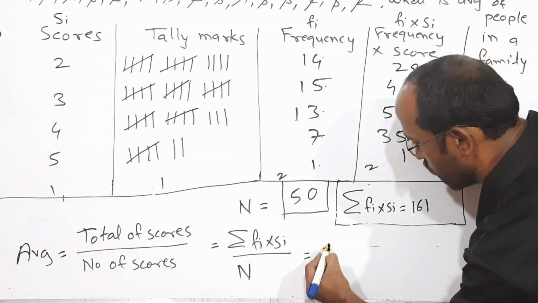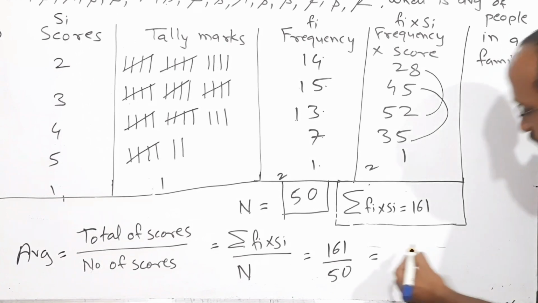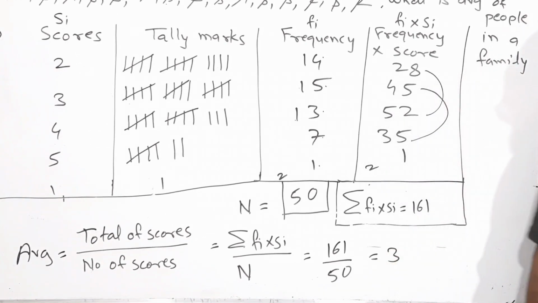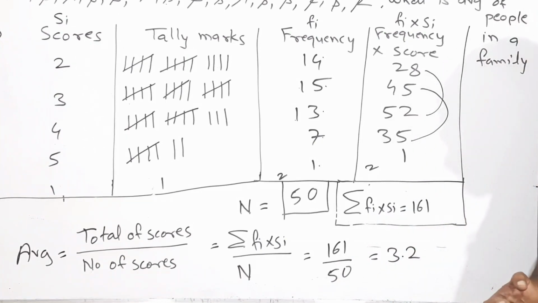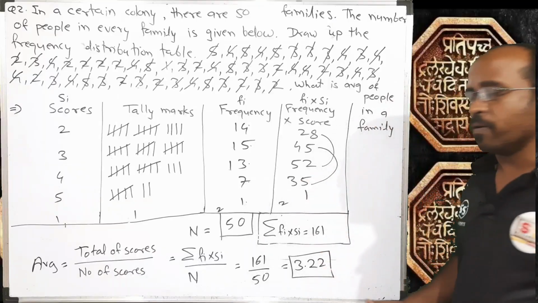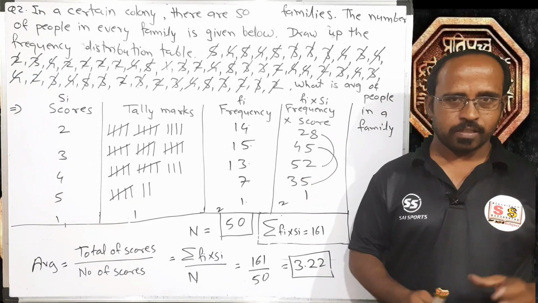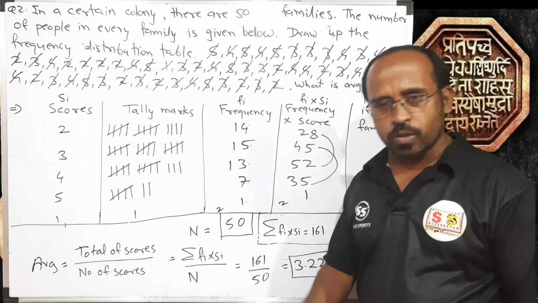So that is equal to 161 upon 50. 3 times 50 is 150, 161 minus 150, 11, number finished. So decimal point, 0 on that, 110 divided by 50, 2 times 50 is 100, 10 is the remainder, again 0, 100, 2 times 50 is 100. So 3.22 persons are there in a family. I hope students you have understood the concept of 7th standard and 8th standard also.